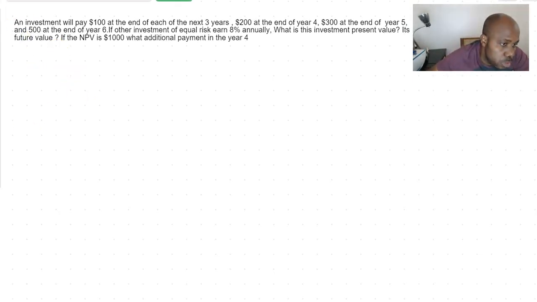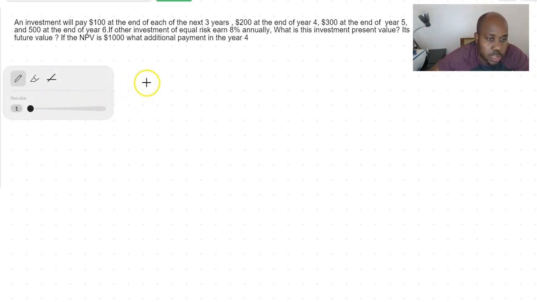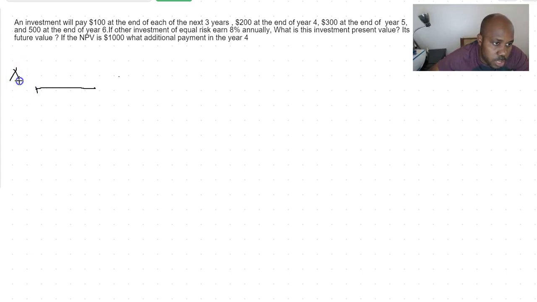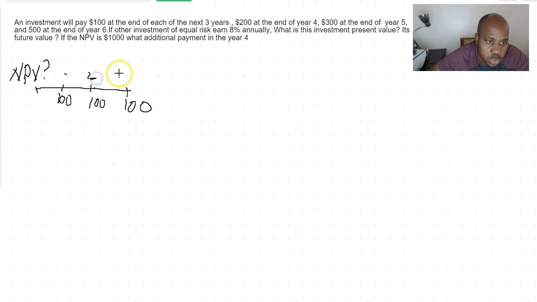First of all, let's try to represent the situation so that you can understand it. Let's say we don't know the net present value. That means the initial investment. That's what they are asking. We don't know, this is a question mark. But we know there's gonna be $100 for the first year, 100 again the second year, because they say $100 at the end of each of the next 3 years. So I'm gonna have 100 here. That's my 100 at the end of year 1, 2, 3 years.